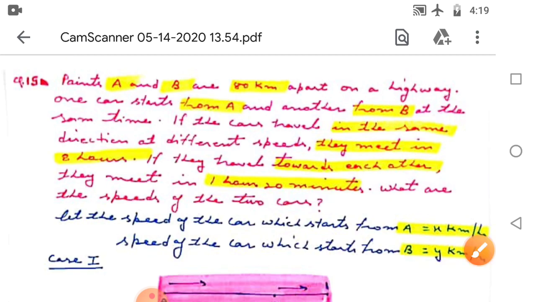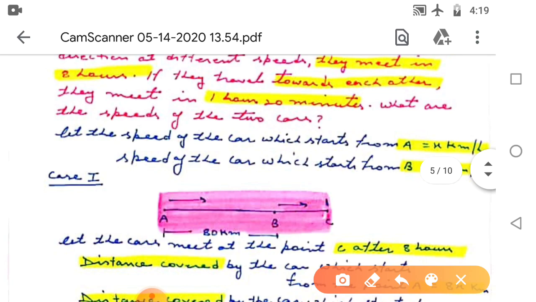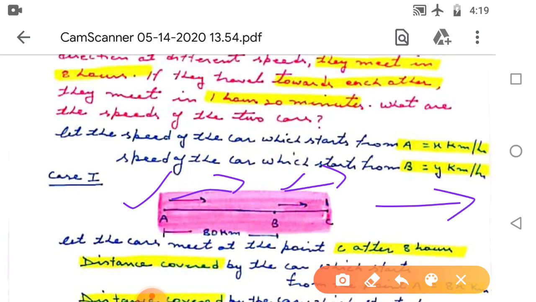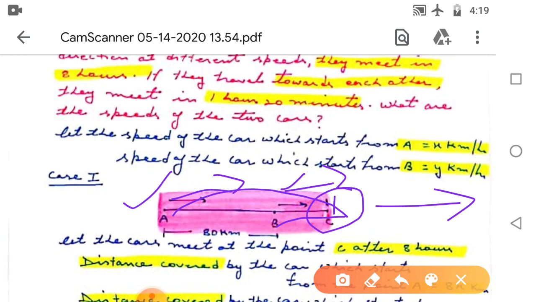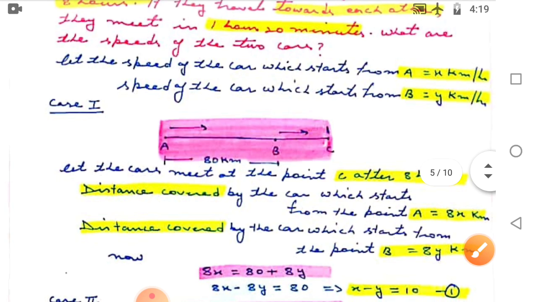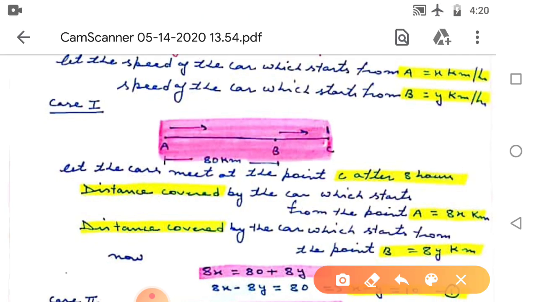Clear? Now, case 1. As far as case 1 is concerned, the distance between A and B is 80 kilometers and they are traveling in the same direction. Clear? And after 8 hours they meet at C. After 8 hours A reaches C, and after 8 hours B is again at C. So after 8 hours they meet at C.